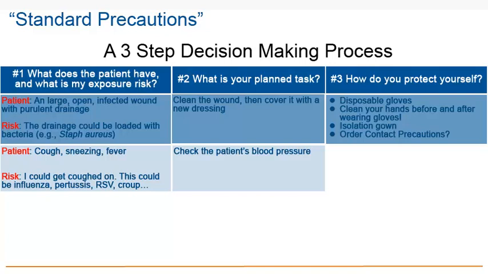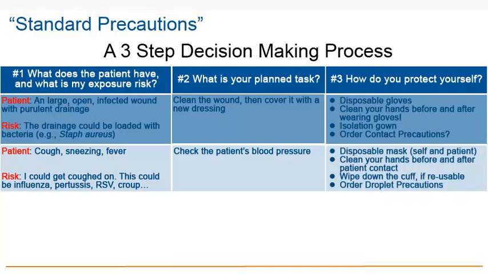Now that you've figured out your exposure risk, you need to think, what is your planned task? In this situation, you plan to check the patient's blood pressure. Now that you know your task, how will you protect yourself? You should wear a disposable mask, clean your hands before and after patient contact, don't forget to wipe down the cuff if it's reusable, and finally, order droplet precautions.